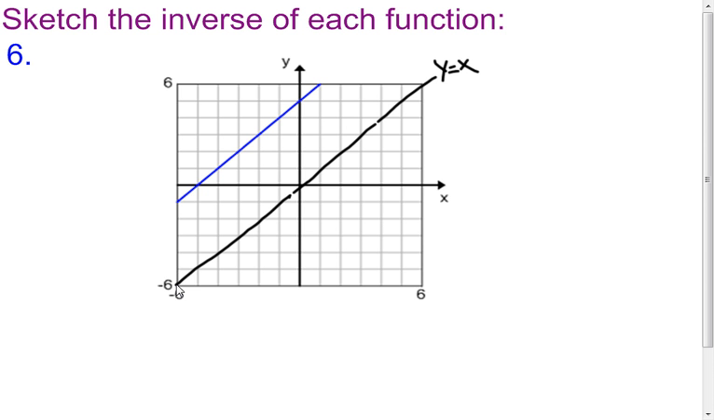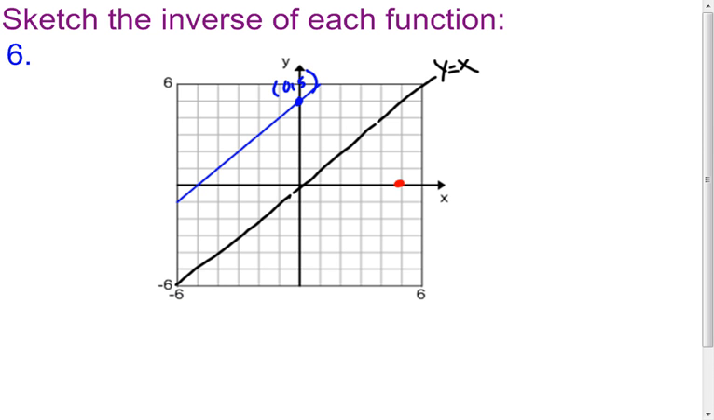The other way would be to pick a couple of points and actually reverse them and get its inverse. So for instance, this point right here is (0, 5). Its inverse, if you switch it around, would be (5, 0). And now I'm going to plot the point (5, 0), which would be over here.